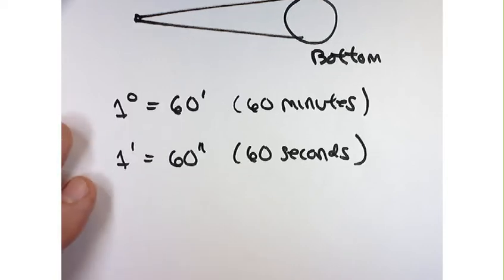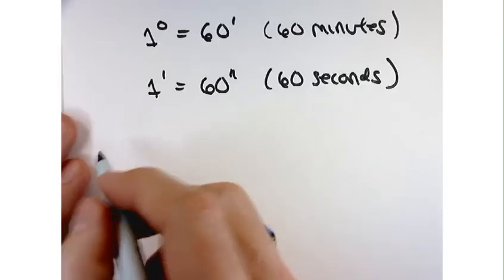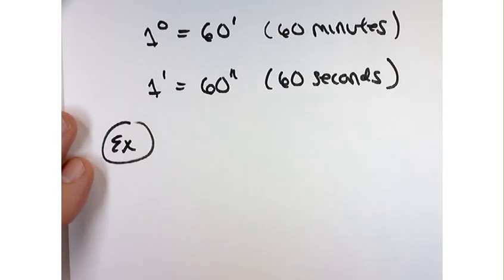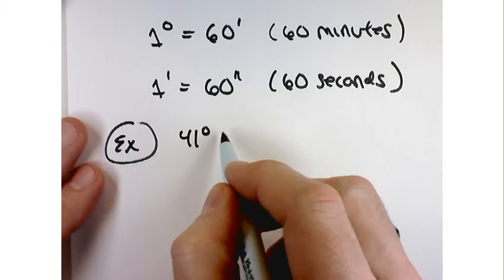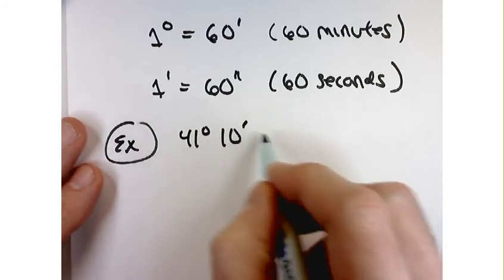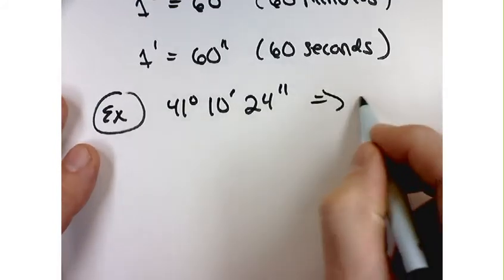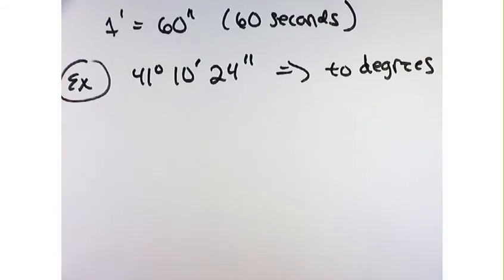So let's get familiar with it a little bit. And let's start with, let's take this example. Start with 41 degrees, 10 minutes, and 24 seconds. And I want to convert this to degrees. All degrees. I don't want any minutes, seconds, any of that stuff. I just want to convert it all to degrees.